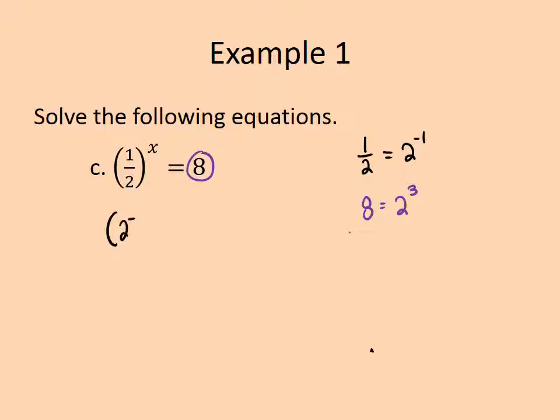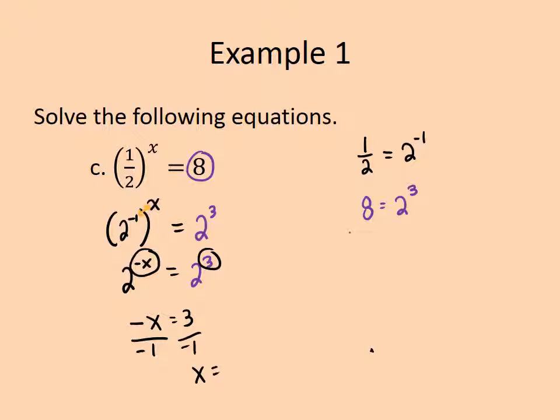1/2 is 2 to the negative 1, all raised to the x power, and 8 is 2 to the 3rd power. Now, since this is a power raised to a power, we can multiply. So it becomes 2 to the negative x equals 2 to the 3rd power. Since they have the same base, we can use the one-to-one property to set the exponents equal to each other. So negative x equals 3. We divide by negative 1, x equals negative 3.